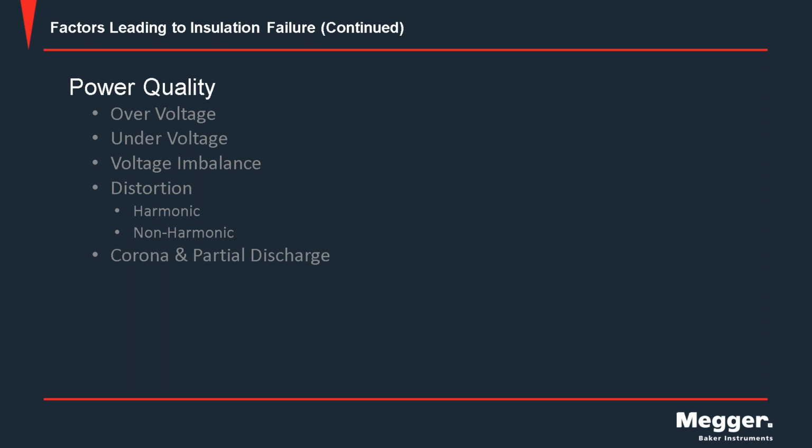And of course, corona and partial discharge is another thing that we need to be aware of when it comes to damage in our installations. Probably not in the power quality, although voltage level does contribute to the presence of partial discharge. It really comes down to, it should be its own bullet under power quality.